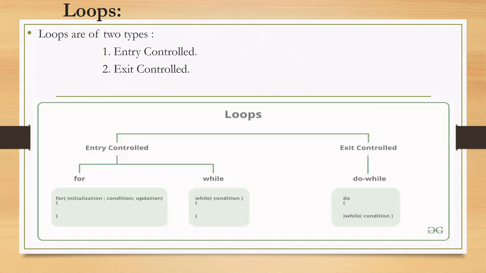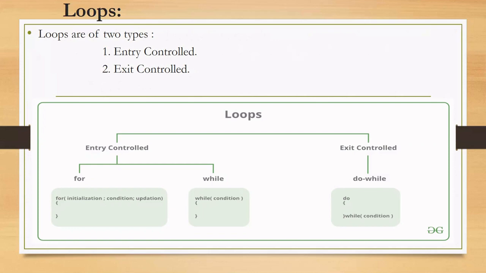Next we'll move on to the concept of looping, where we already know that entry controlled and exit controlled loops are there. So we'll see the hierarchical structure of looping. Once you start the concept of looping, you get two categories: entry controlled and exit controlled. Coming to entry controlled, the for loop and while loop are examples, and for exit controlled, the do while loop is an example. You can see the hierarchical structure over here, and the syntax is also given here.